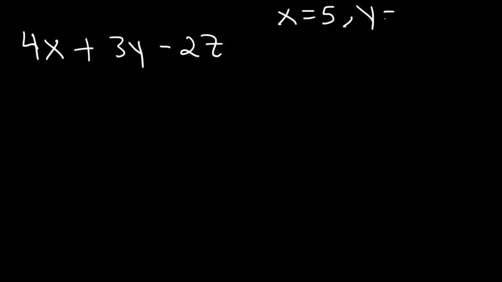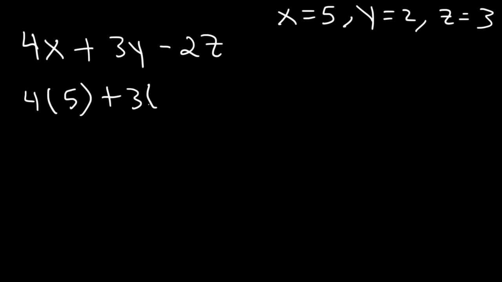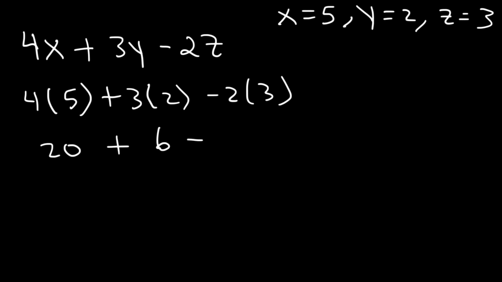Let's work on another example. Evaluate the expression. Let's say the expression is 4x plus 3y minus 2z. And let's say that x is equal to 5, y is 2, and z is equal to 3. So all we need to do is substitute. We need to replace x with its value of 5, and we're going to replace y with 2 and z with 3, and then just perform the operation. 4 times 5 is 20. 3 times 2 is 6. 2 times 3 is also 6. 6 minus 6 is 0, and 20 plus 0 is simply 20. So therefore, that's the value of this expression.